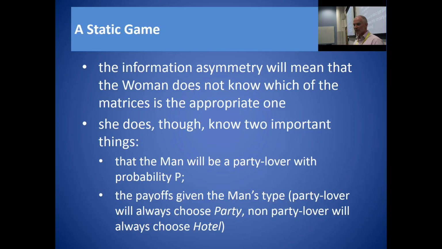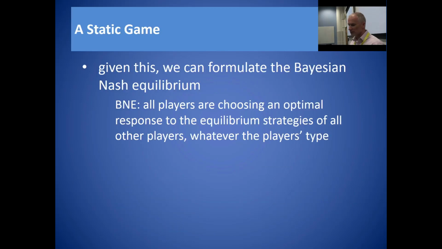If he isn't a party lover, if the woman knows his type as a non-party lover, she knows that he will always choose the hotel. So those are the two bits of information that we do know, or that the woman does know. The man will be a party lover with a probability P, and she also knows, contingent upon his type, exactly what he will choose to do.